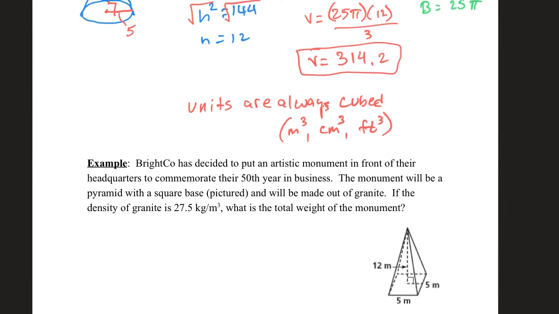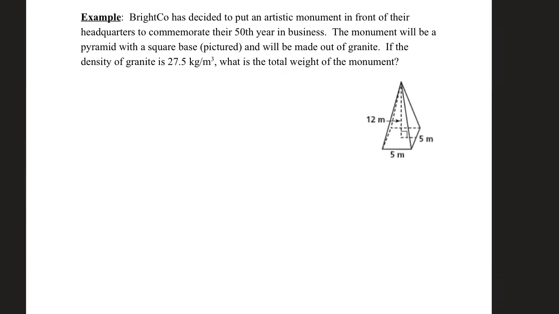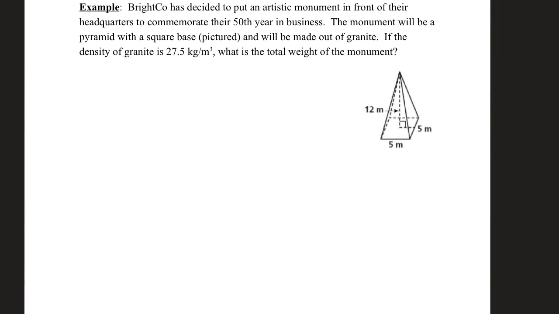All right, so let's take a look at this other example down here. We have Braco. They want to make an artistic monument in front of their headquarters. It's their 50th anniversary. The monument will be a pyramid, and they've given us a picture of said pyramid. It's got a square base, obviously, because it's 5 times 5. That's a square. And it's made out of granite. If the density of granite, oh, there we go.